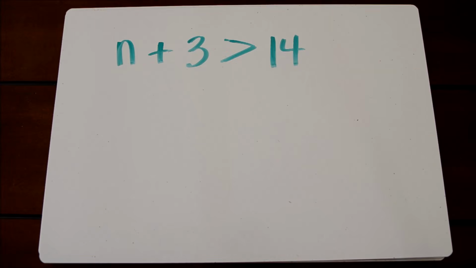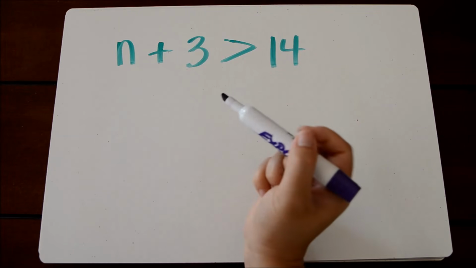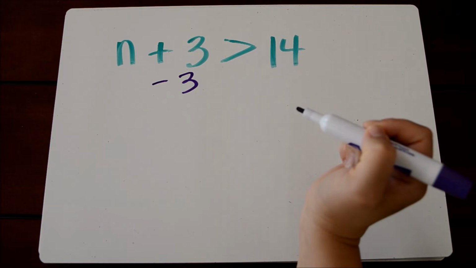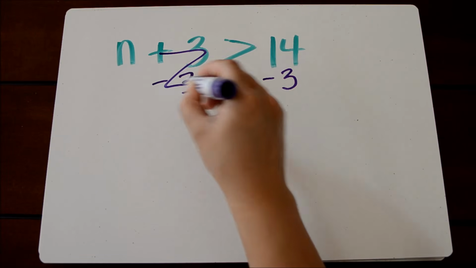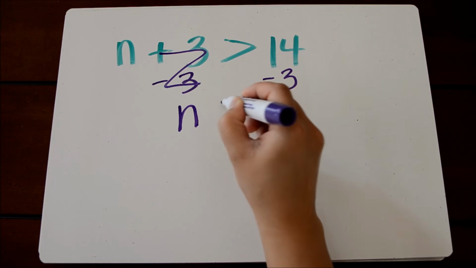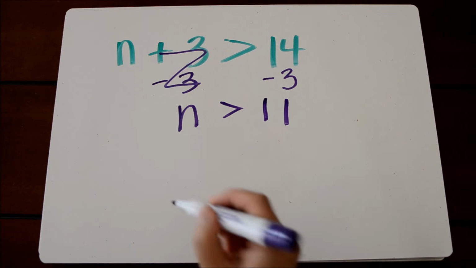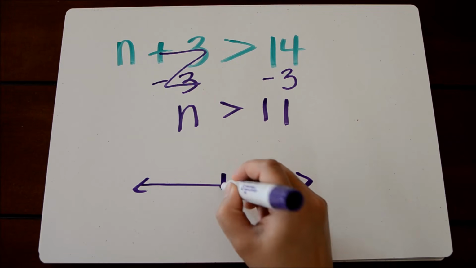Here we have n plus 3 is greater than 14. We're going to apply inverse operations, so to undo the addition we're going to subtract. We'll subtract 3 on this side of the inequality, which means we have to subtract 3 on this side of the inequality. It zeroes out over here. We're left with n is greater than 11. So what that means is n could be any number bigger than 11, but it cannot be 11.